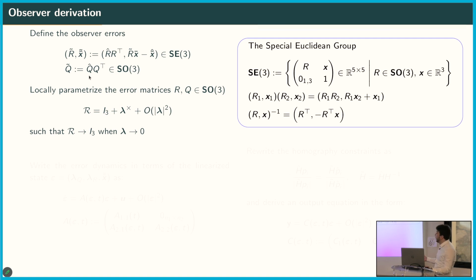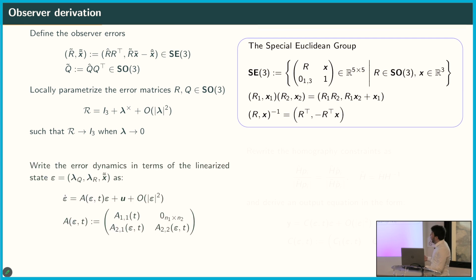So once we define these errors, we can simply locally parameterize these rotation matrices with some vectors, which we call lambda. And the idea is if this lambda goes to 0, then my error rotation will converge to the identity, which means that my estimate will converge to my true rotation matrix. So then what we have to do is linearize our error equations in terms of this linearized state that we define, and we try to get a matrix that is of this form. So we have a linear system right now with a matrix with a lower triangular form.